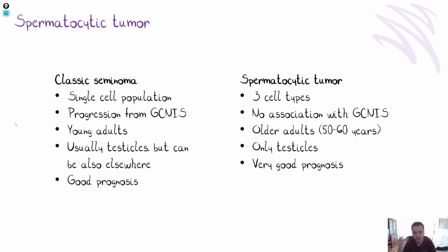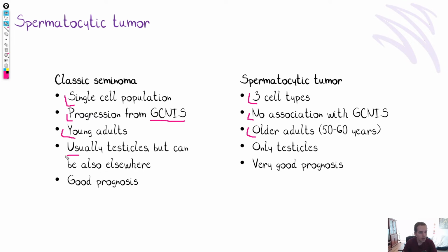And as I said, the spermatocytic tumor is really different from classic seminoma. If we compare those two tumors, we can see a lot of differences. Classic seminoma consists of a single cell population, as I mentioned. Spermatocytic tumor consists of 3 cell types. Classic seminoma progresses from germ cell neoplasia in situ. Spermatocytic tumor, as I mentioned, is one of those 3 tumors that show no association with neoplasia in situ. Seminoma usually affects young adults. Spermatocytic tumor is typical for older adults, let's say around 50 or 60.